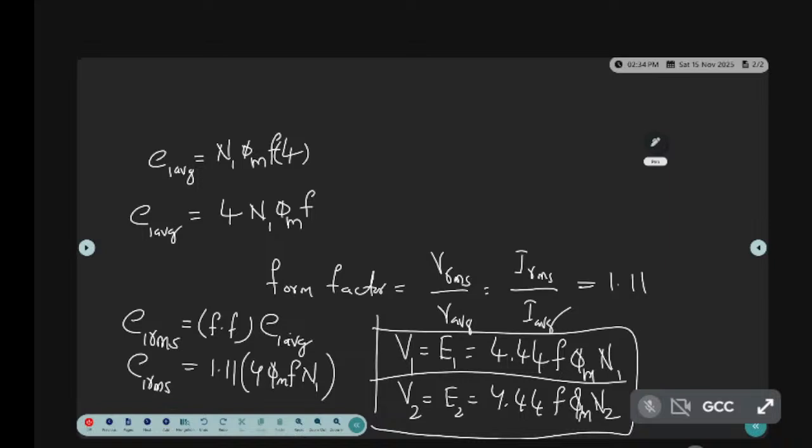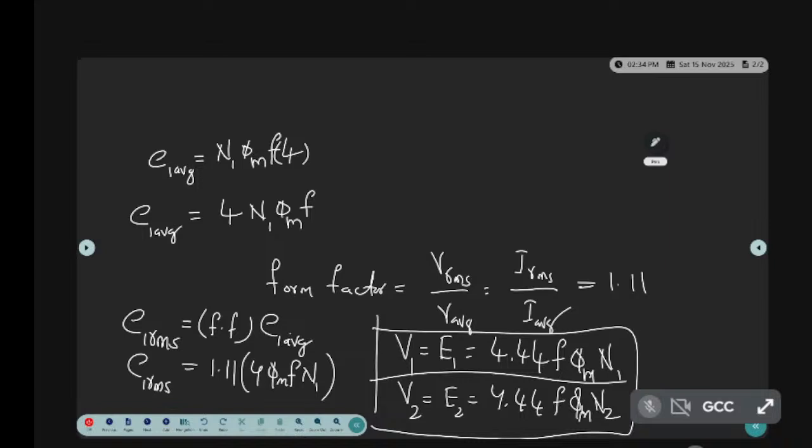What is the EMF equation of the transformer? 4.44 f Φm N. If it is E1, N1. If it is E2, N2. You must learn this by heart. The generator EMF is equal to ΦZNP by 60A. E1 is equal to 4.44 f Φm N1. E2 is equal to 4.44 f Φm N2. So this is the EMF equation of the transformer.